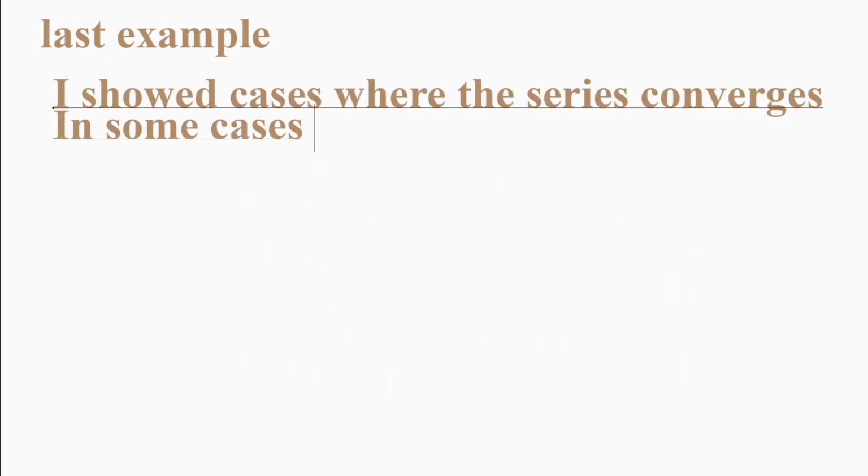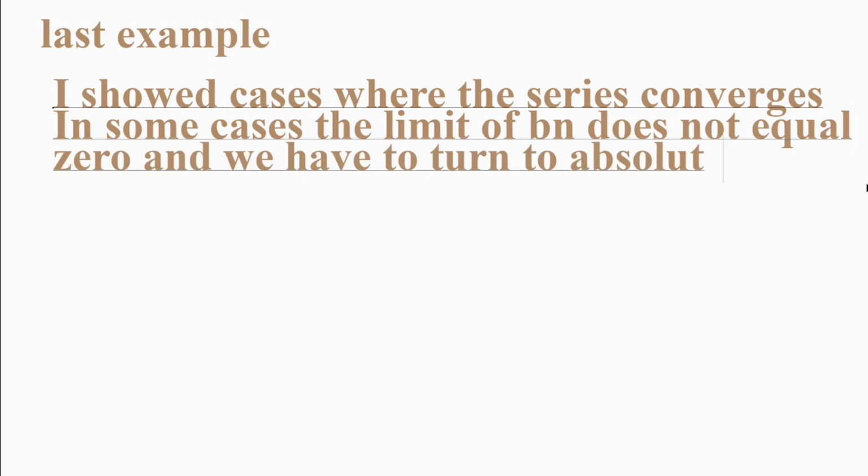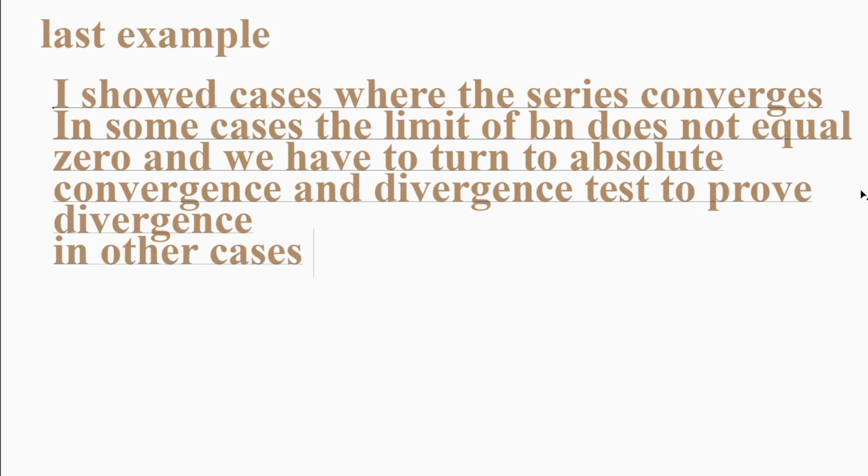Alright, so I showed some cases where the series converges. In other cases, when some of these criteria don't work, we have to apply a little bit different logic, like absolute convergence, which we can talk about in a different video, as well as things like the divergence test. And if we see that b sub n is not decreasing, then we'll have to resort to a different kind of convergence test.